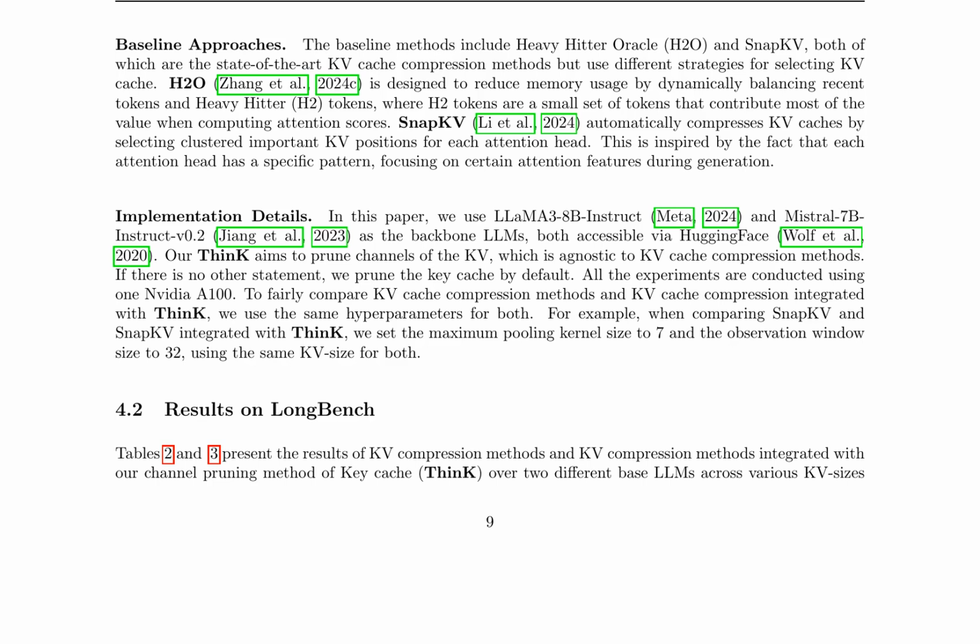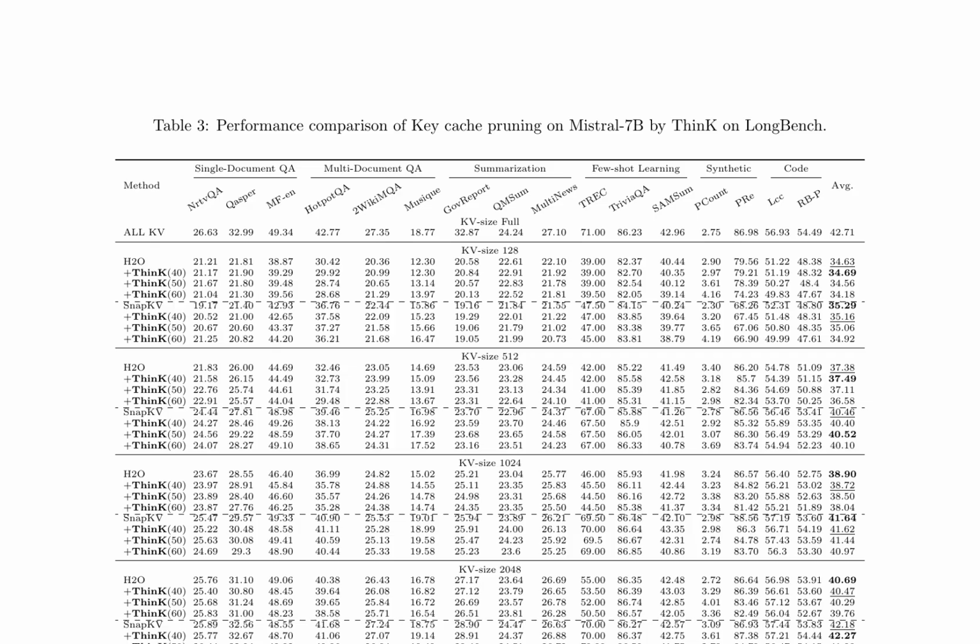The results show that ThinK can further reduce memory usage and improve performance when integrated with H2O and SnapKV, especially when the pruning ratio is moderate. The authors also compare their query-based channel pruning method with L1 and L2 norm-based pruning, demonstrating the effectiveness of ThinK in improving performance and reducing memory.